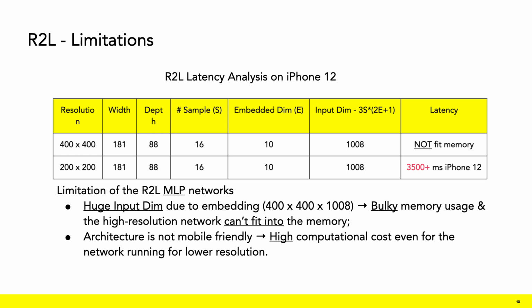Although R2L shows good results on GPUs, unfortunately it suffers the large memory footprint issue like other efficient NeRF works. It fails to render high-resolution scenes due to bulky memory usage. For example, it runs over 3000 milliseconds on iPhone 12 for 200 by 200 input images.